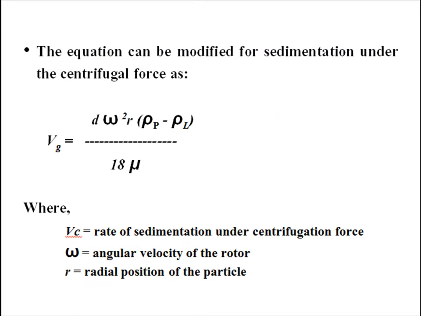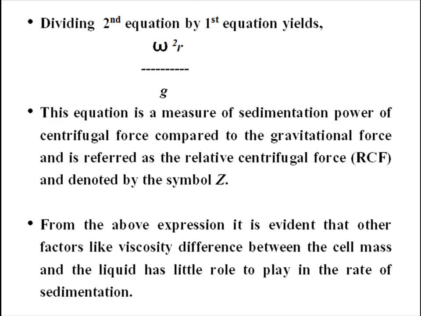The equation can be modified for sedimentation under centrifugal force as Vc = d² ω² r (ρp − ρl) / 18μ, where Vc is the rate of sedimentation under centrifugal force, ω is the angular velocity of the rotor, and r is the radial position of the particle.